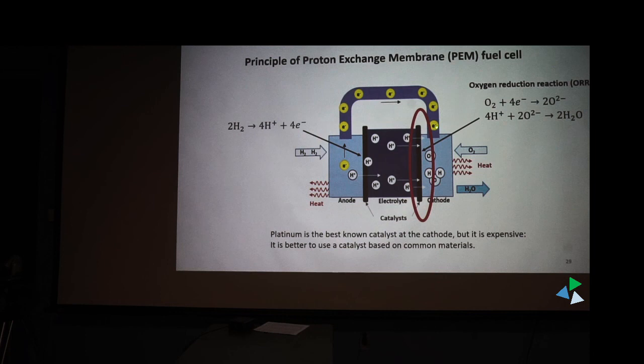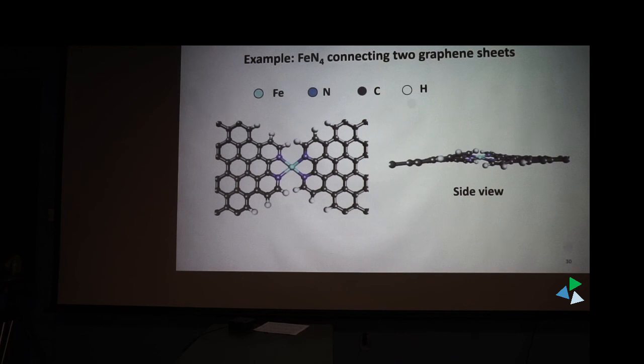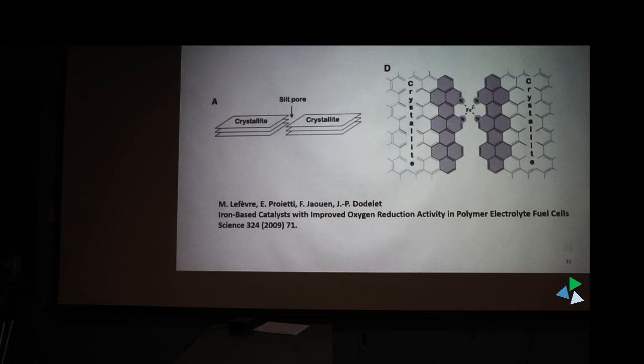Okay, as an example, I will take one of the structures that we have generated. Remember this, the iron at the middle in the shiny color, the nitrogen in blue, the carbon in dark color, and the hydrogen in white. So we have generated this structure in our simulations of part two. This is the side view. Why am I choosing this one? Well, because many years ago, our colleagues from CNRS, the group of Professor Dodelet, imagined that this structure here was the catalyst for the oxygen reduction reaction.